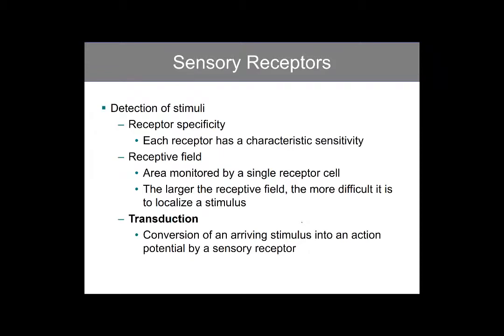The detection of a stimulus is really dependent on a couple of factors. One is the specificity of the receptor. Each receptor has a very characteristic sensitivity, as well as the receptive field. The receptive field is the area monitored by a receptor, and receptors that have large receptive fields make it more difficult to localize that stimulus.